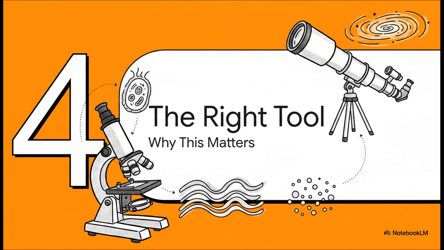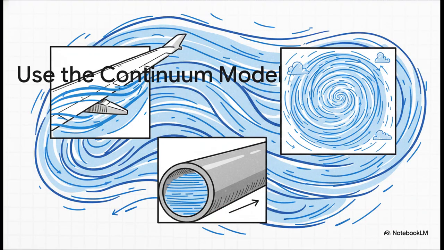So, what's the big takeaway here? It's all about choosing the right tool for the job. You wouldn't use a microscope to look at a galaxy, right? And you wouldn't use a telescope to study a single cell. It's exactly the same idea in physics. For pretty much everything we build and experience right here on Earth, the continuum model is the perfect tool. The distance between air or water molecules is just so tiny compared to the size of a plane or a weather system or a plumbing pipe. So yeah, for designing airplanes or figuring out the weather, we can safely treat fluids as a smooth, continuous thing.